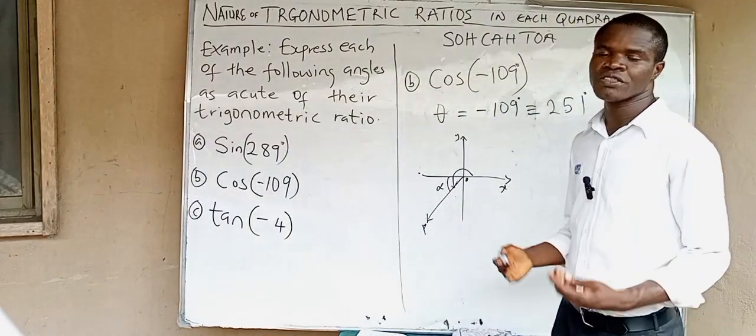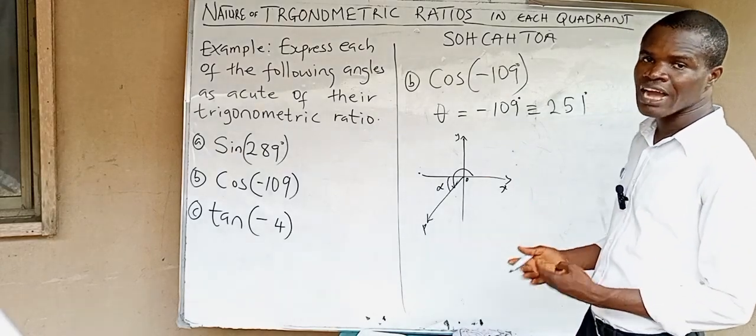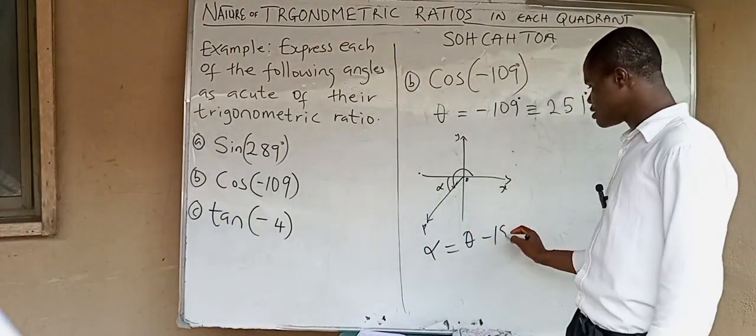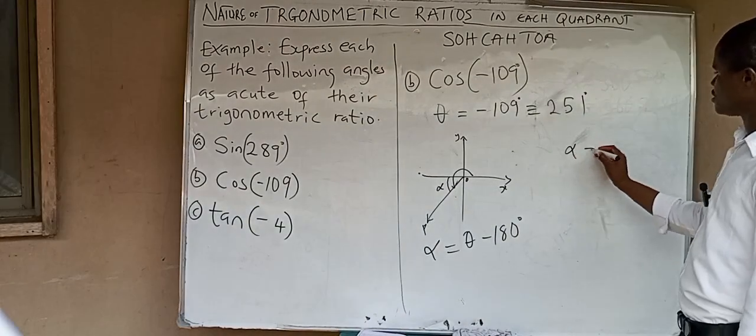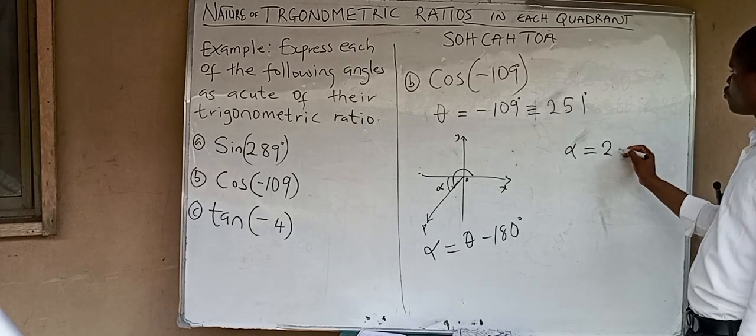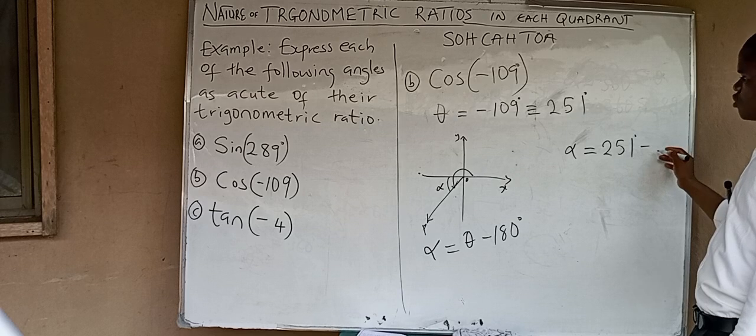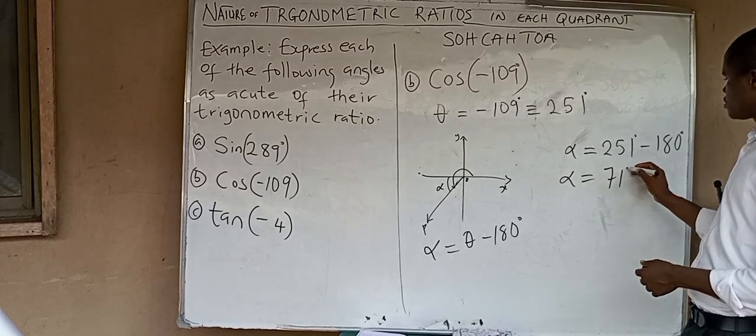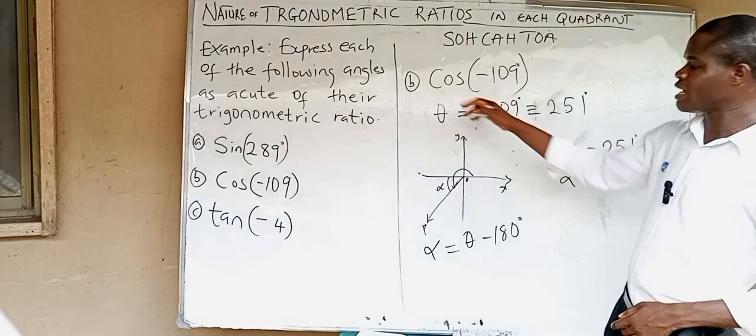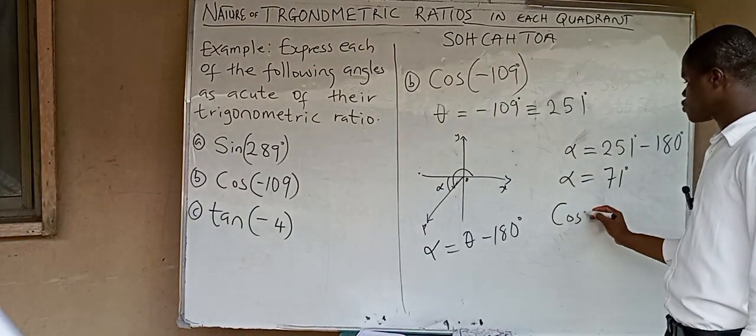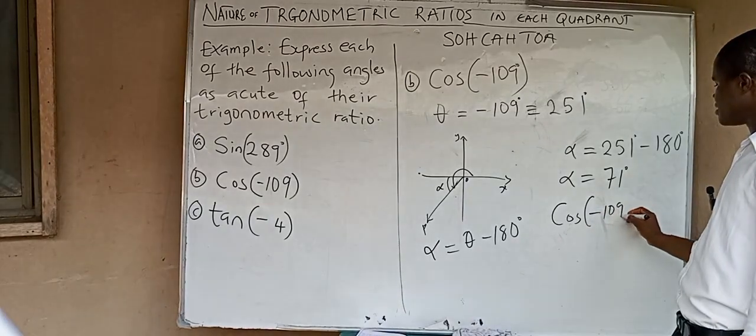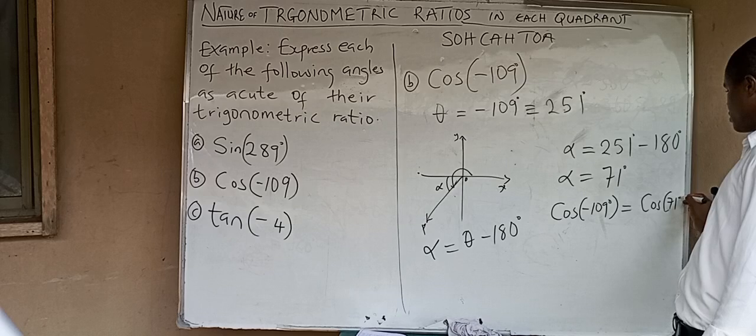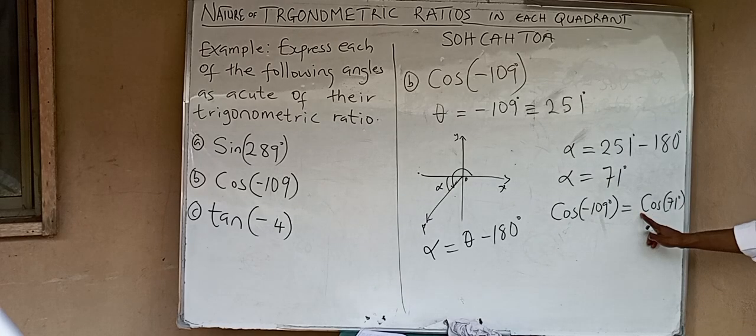So in the third quadrant, what is the formula to find the acute angle equivalent? Remember, it is alpha is equal to theta minus 180 degrees. It means that alpha is equal to theta, which is 251, minus 180 degrees. So alpha is equal to 71 degrees. Since we are given cosine, it means that cos of minus 109 degrees is equal to cos 71 degrees. Now let's know whether it is negative or positive.